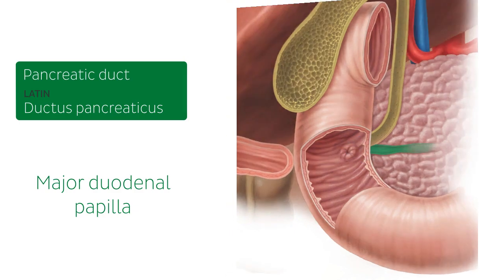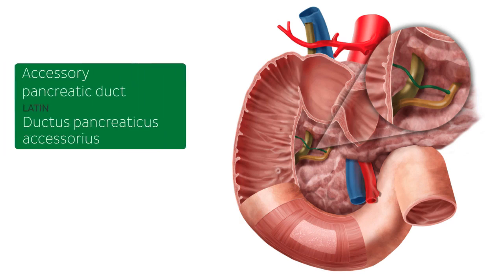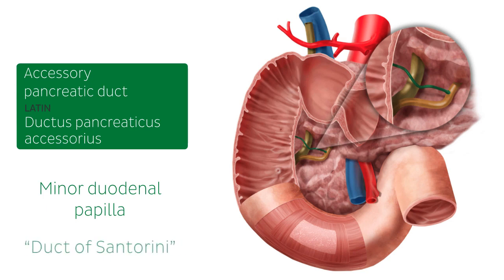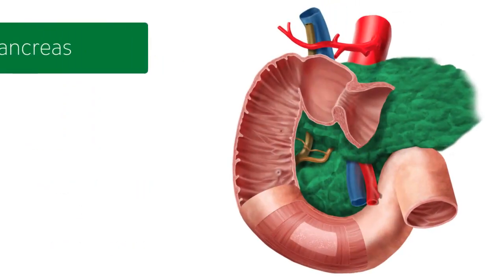The next structure we're going to be highlighting is known as the accessory pancreatic duct, which we saw already on the previous slides. This one connects the pancreas to the descending part of the duodenum, opening into the minor duodenal papilla, which you see here. This duct is also known as the duct of Santorini and may also not be present. The next structure that we clearly see here, and I mentioned also before, is the pancreas.